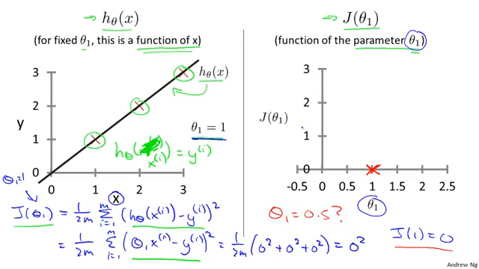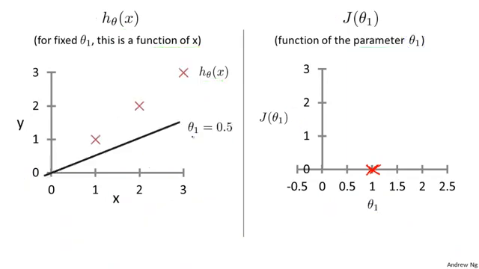Let's go ahead and plot that. I'm now going to set theta 1 equals 0.5, and in that case, my hypothesis now looks like this. There's a line with slope equal to 0.5, and let's compute J of 0.5. So that is going to be 1 over 2m of my usual cost function. It turns out that the cost function is going to be the sum of squared values of the height of this line plus the sum of squared of the height of that line plus the sum of squared of the height of that line, right?